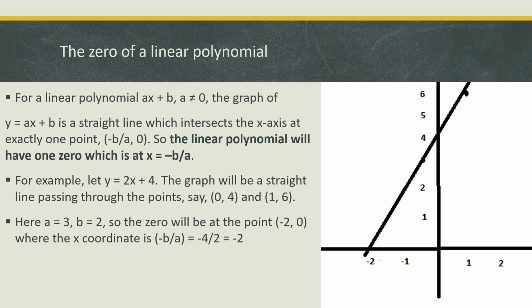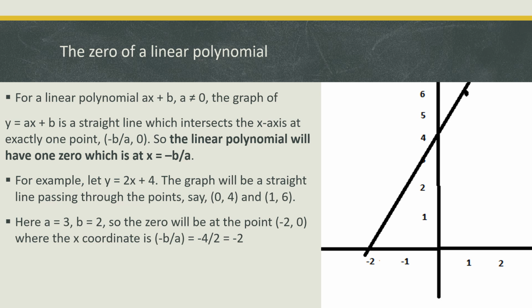So we can say that the linear polynomial will have one zero, which will be at x = -b/a. Let us take an example. For example, if y = 2x + 4, we can see that the graph will be a straight line which passes through many points, say (0, 4) and (1, 6).